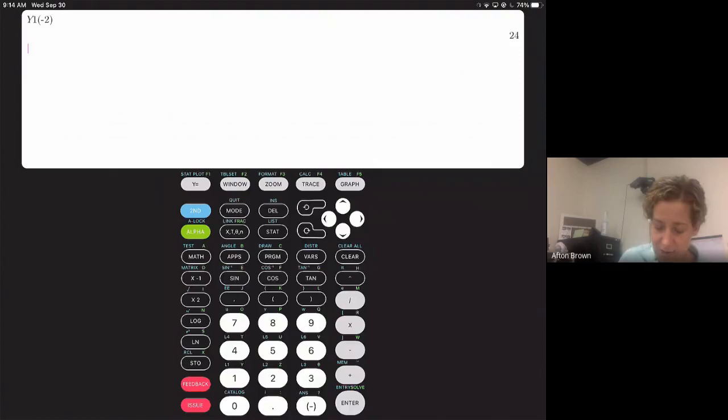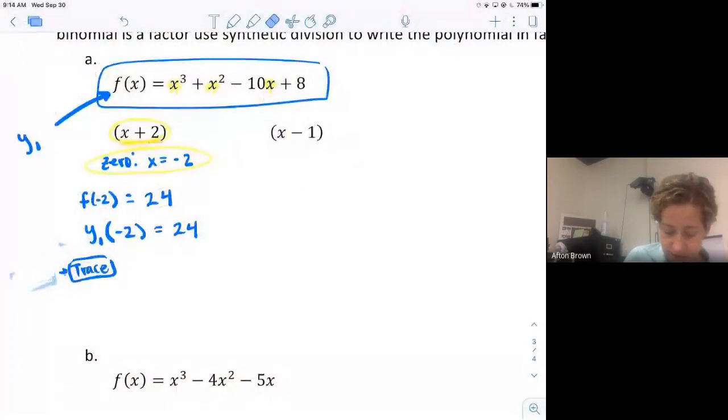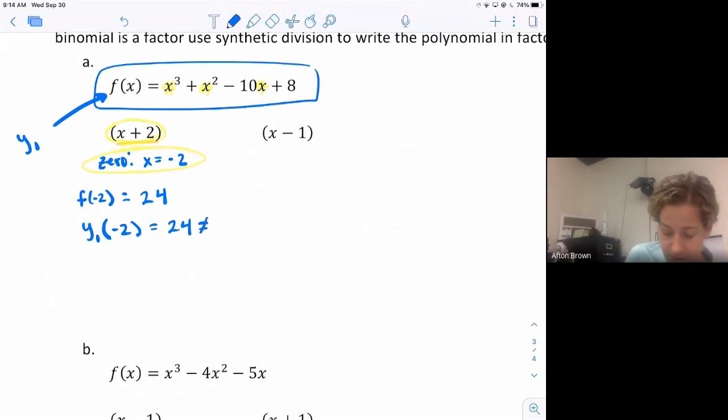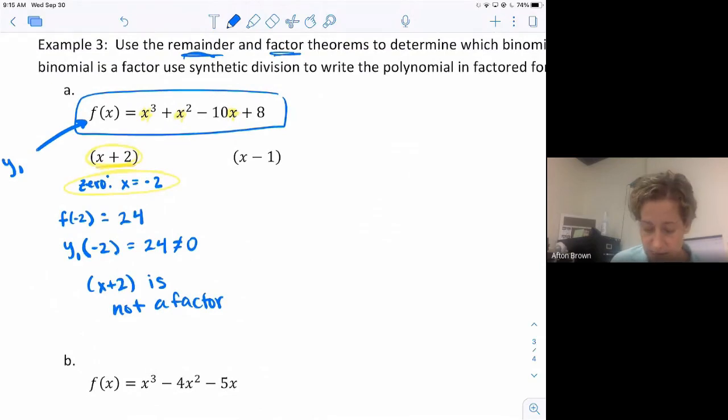Okay, I'm going to show that to you several more times. So the connection to this, why we care about this, if this number is not 0, then x plus 2 is not a factor. Okay, so I'm going to use that shortcut from now on. So I'm going to go to the second one. So let's practice this again.